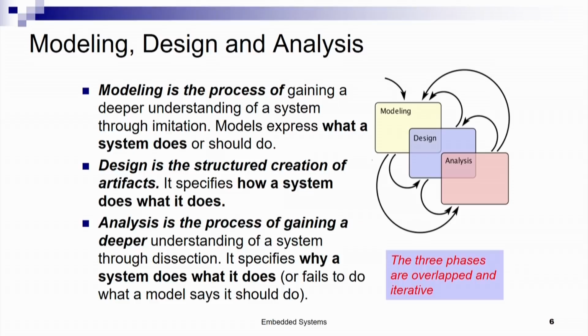So, that is done through a process called analysis. Analysis is the process of gaining a deeper understanding of a system through dissection. Through dissection and finding out at each step why a system is performing in a certain way. Therefore, it specifies why a system does what it does or fails to do what the model says it should do.